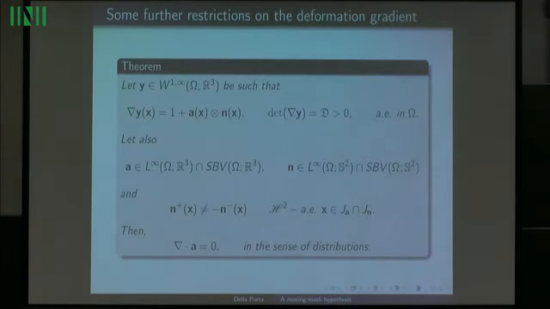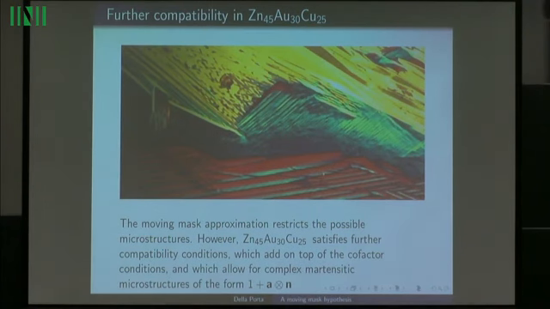Just let me mention that under some regularity assumption on A and n, and the fact that one requires that the vector n does not jump across the interfaces, one can prove that the divergence of A is equal to 0 in a distributional sense.